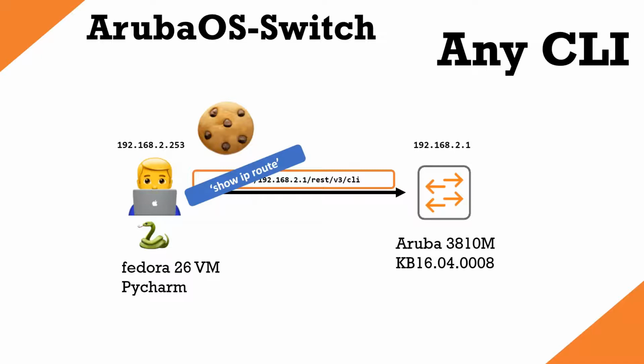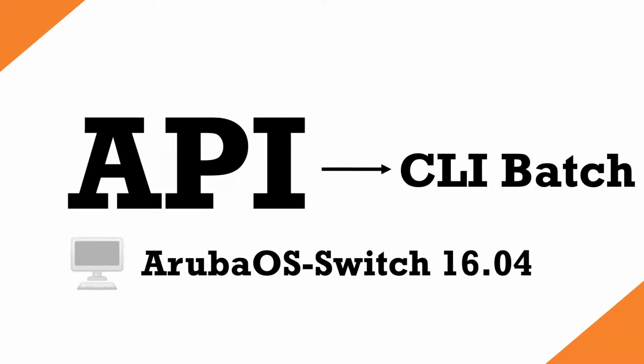Okay, to recap, AnyCLI allows us to send any single CLI command to an Aruba switch, thus filling in where the developing API lacks coverage. But what if we want to send multiple commands? Well, you can with the CLI Batch feature.